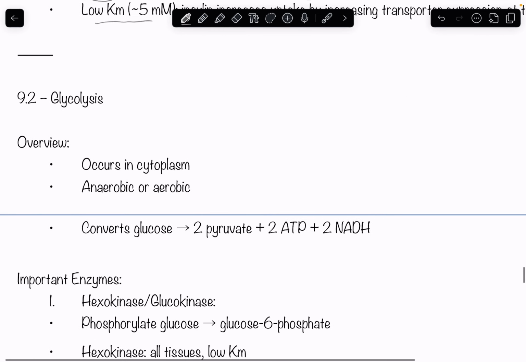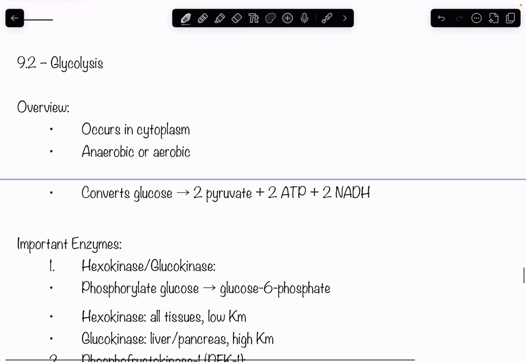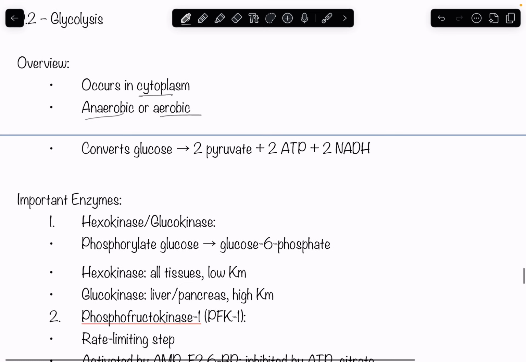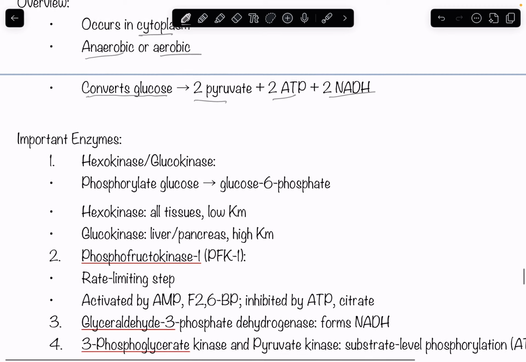So next, let's go over glycolysis. Glycolysis occurs in the cytoplasm. It could be anaerobic or aerobic, and we all know it converts glucose into 2 pyruvate, 2 ATP, and 2 NADH.